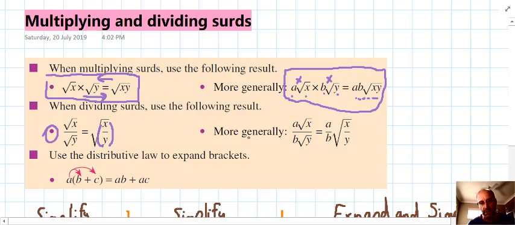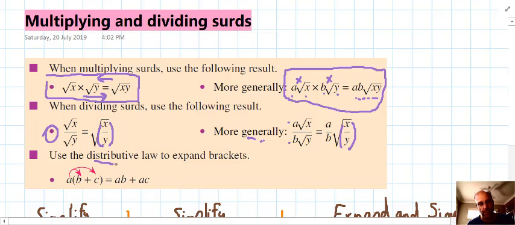An extension on that more generally is if we add in some constants there, we can group the constants separately and group root x on y as per the previous result. So it's a over b times the square root of x on y.